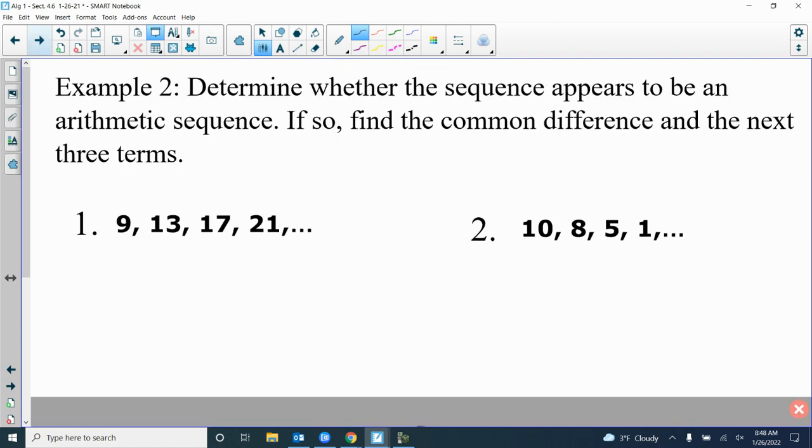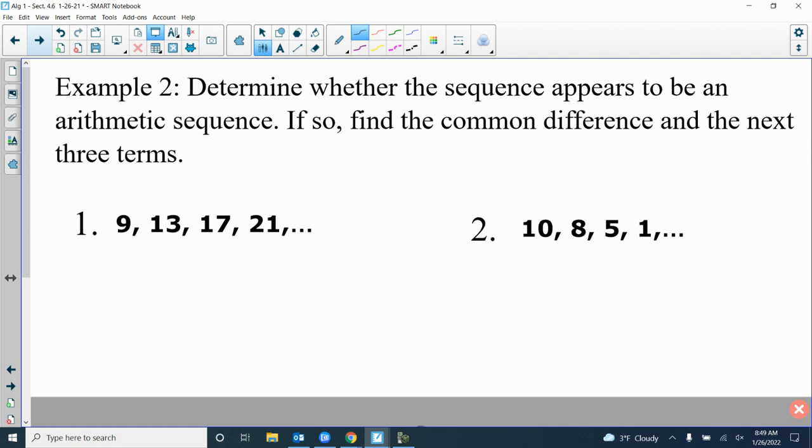Okay, now example 2 says determine whether the sequence appears to be an arithmetic sequence. If so, find the common difference and the next 3 terms. The first ones we told you were arithmetic. Now you've got to determine. So number 1, take a look at that one. From what's shown to you, is it going up by a constant amount or going down by a constant amount? If yes, then it is arithmetic.